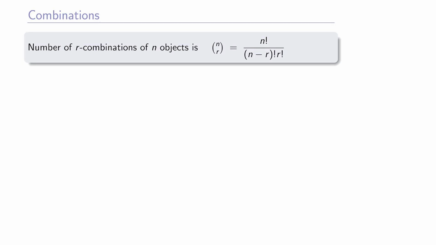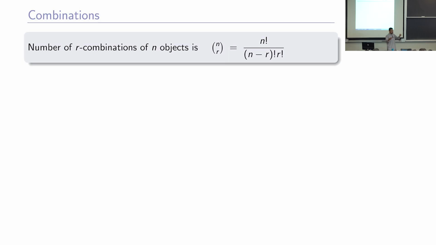Similarly, how many subsets of size 4 are there? You get a set A, B, C, D. How many subsets of size 4? The set itself, right? The set containing A, B, C, D is a subset of the set containing A, B, C, D, and that's only one subset, right? So 4 choose 4 is equal to 1. That also you can plug in here.